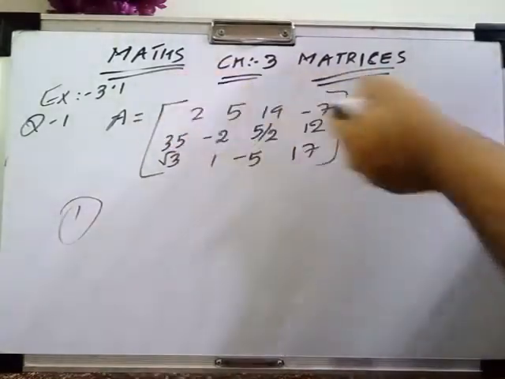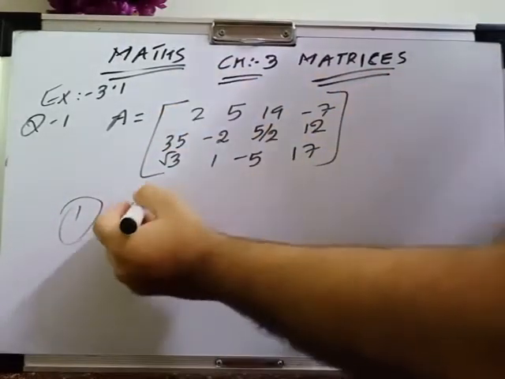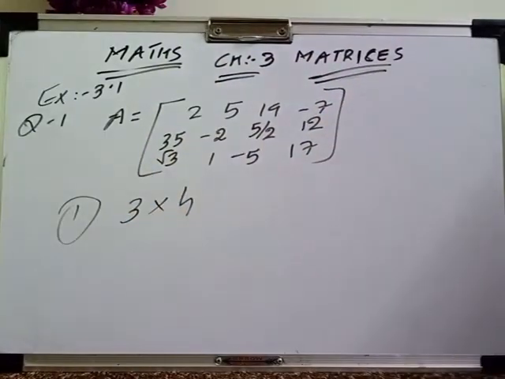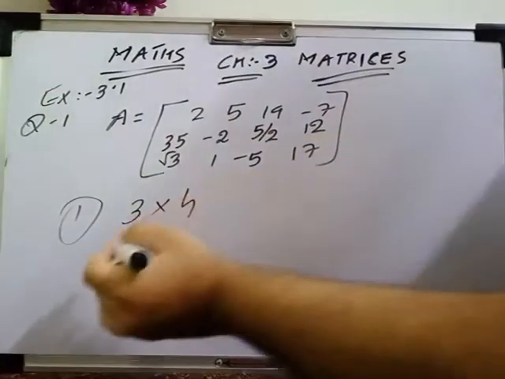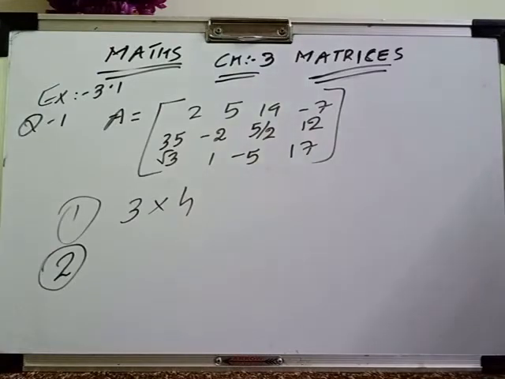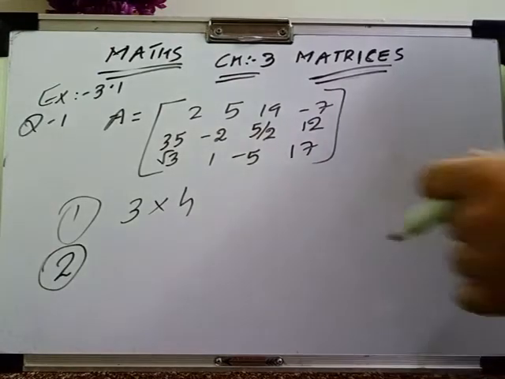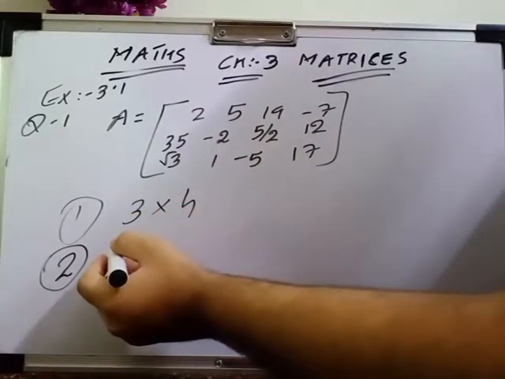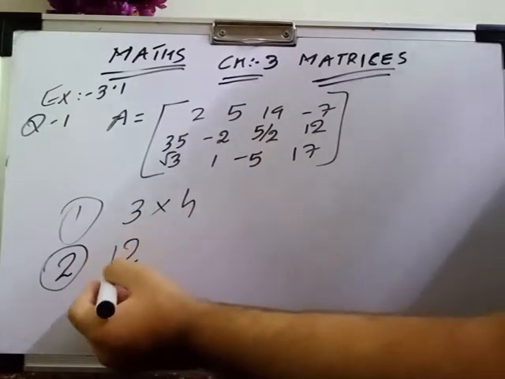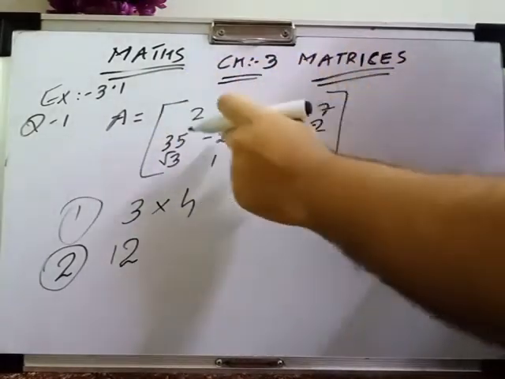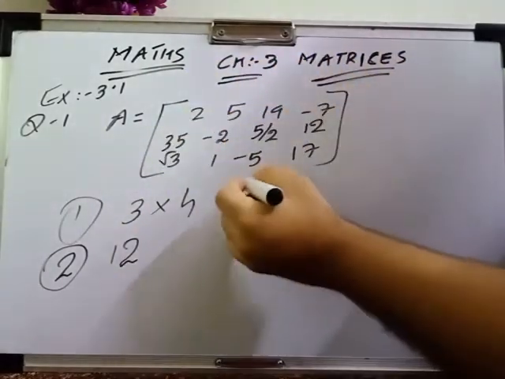So if I count the number of rows, then it is 3, and the number of columns, then it is 4. So the order of this matrix is 3 cross 4, right? Next we are asked to find the number of elements in this matrix. So you can just write the product of this order, that is 3 4s are 12. If you count it, then also you will have 12 elements inside that matrix. 1 2 3 4 5 6 7 8 9 10 11 12, right?